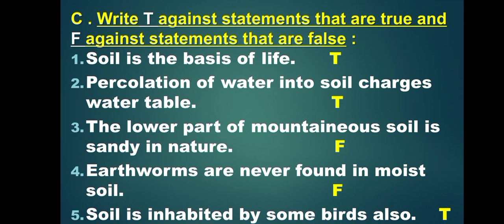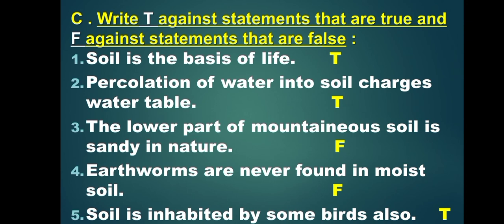Now we are coming to question number 4. Question number 4 is: earthworms are never found in moist soil. This statement is wrong. Earthworms are present in wet soil. So for statement 4 we have to write F.